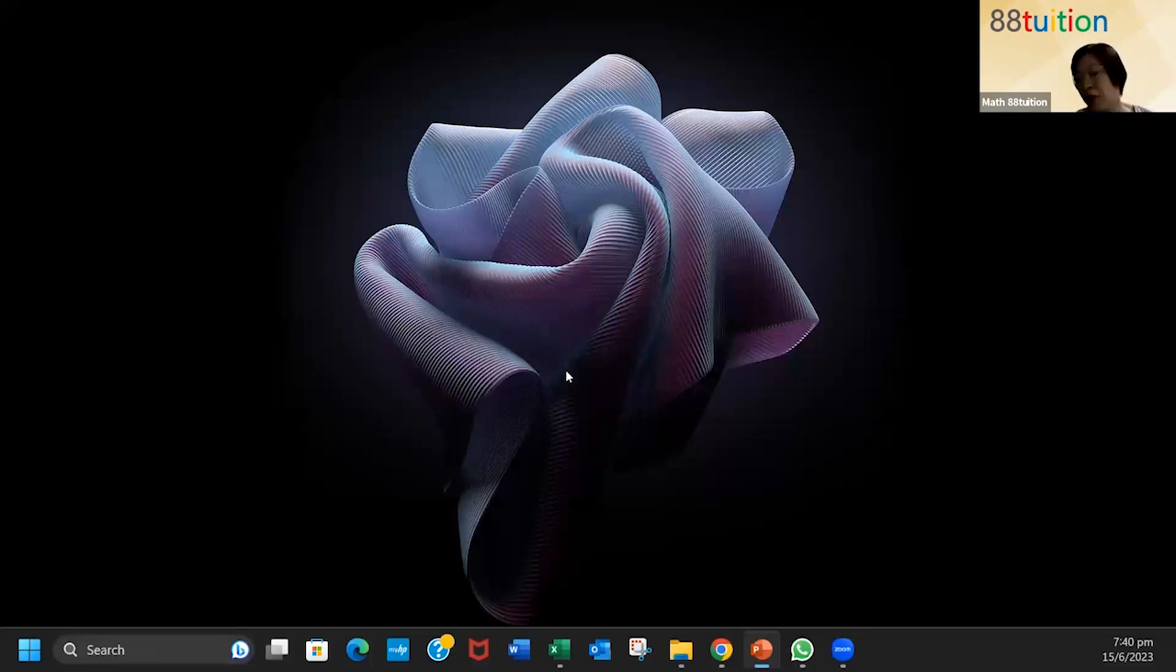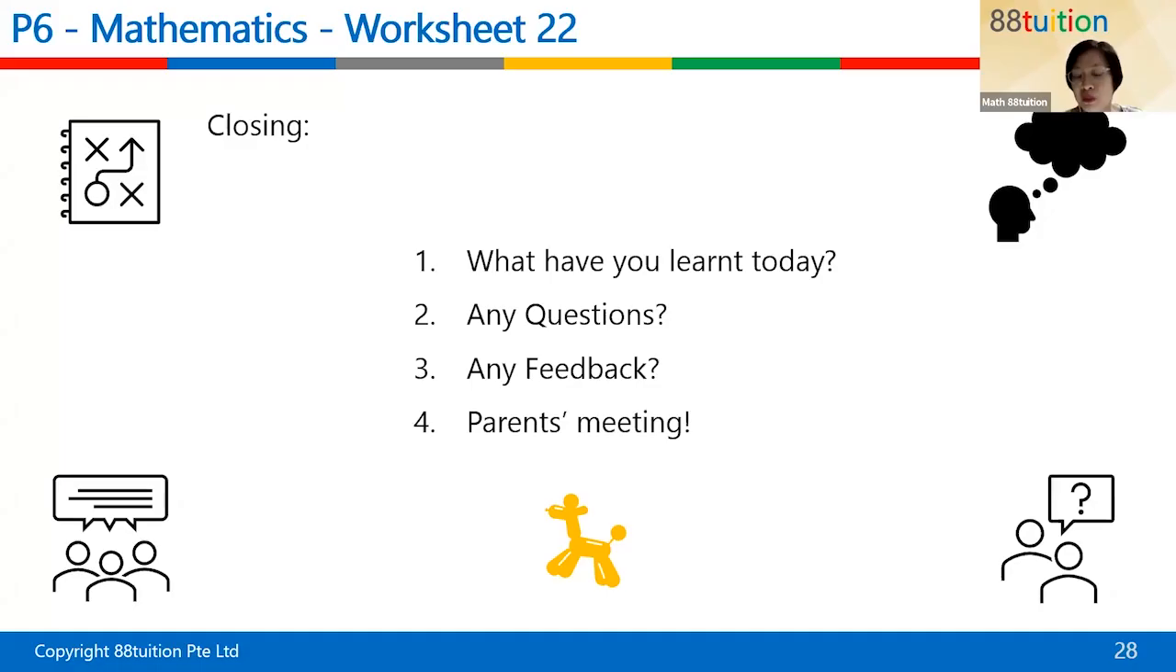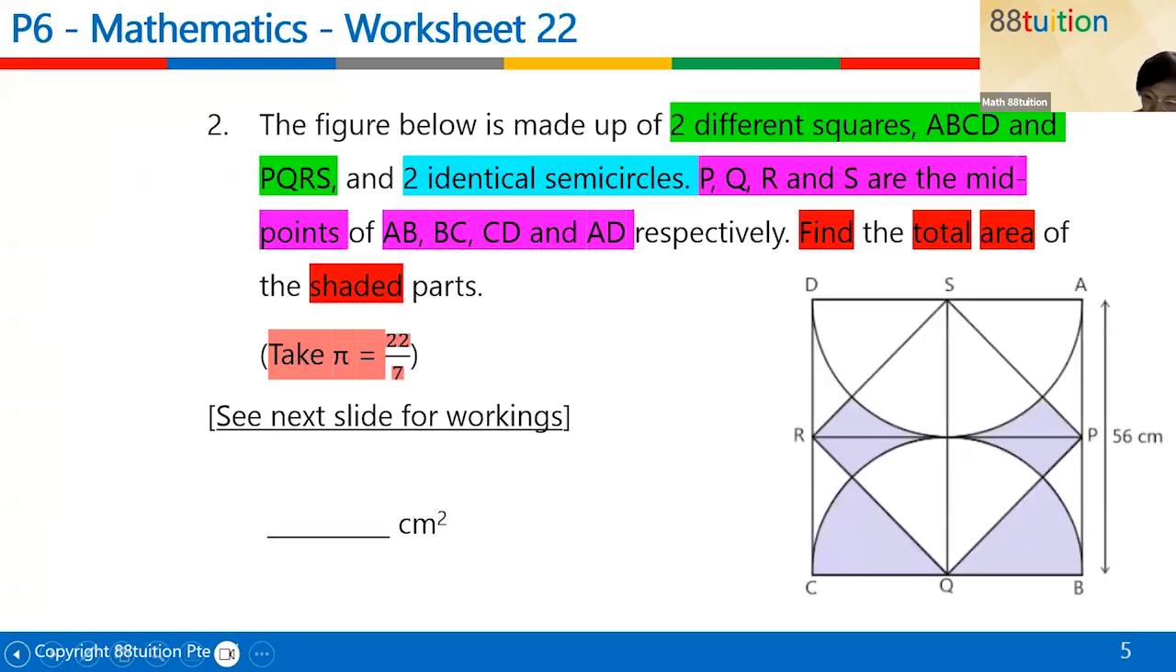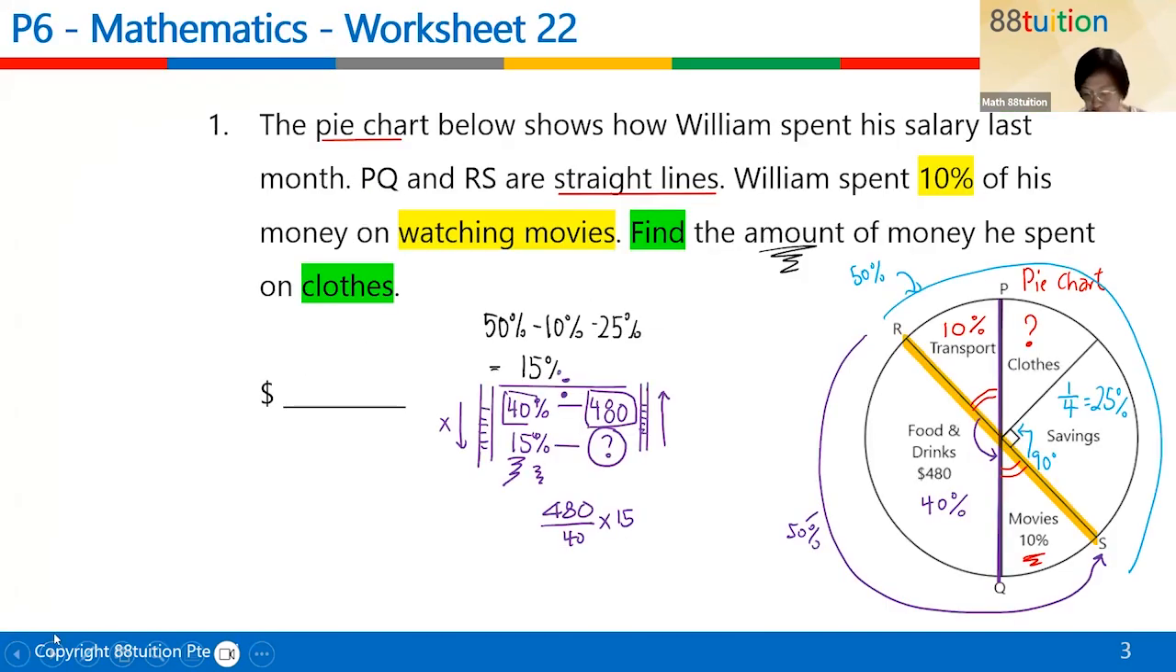For this purpose, I'm going to use a calculator. So, let me do this. Okay, so use calculator: 480 divided by 40, and you multiply by 15, you will get down to 180.